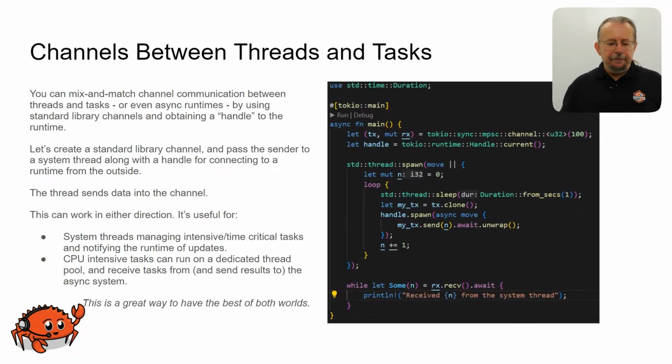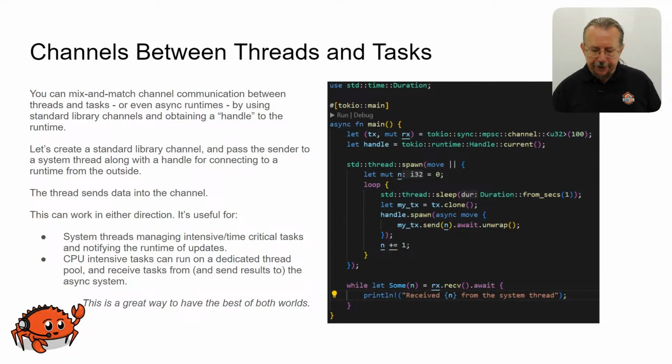All right. Channels between threads and tasks are also possible. Like I mentioned, you can use the standard library channels if you want and just use them as you did before to send messages straight into a thread. Or you can do what we're doing here. Whenever you create a Tokio runtime, you can call Tokio runtime Handle::current to get a handle to the runtime that's currently existing and that you're currently using. And so you can send that somewhere else.